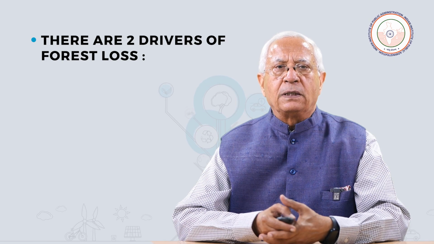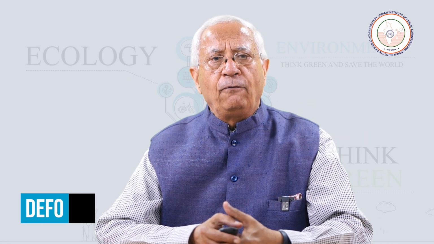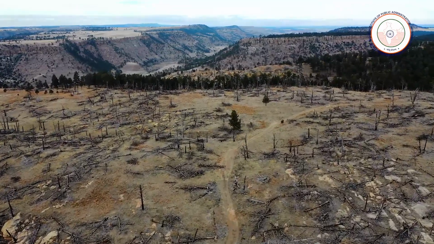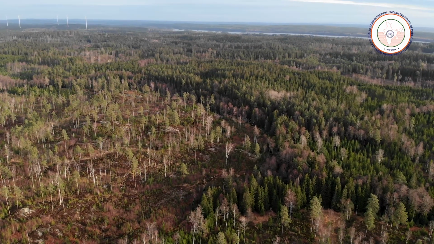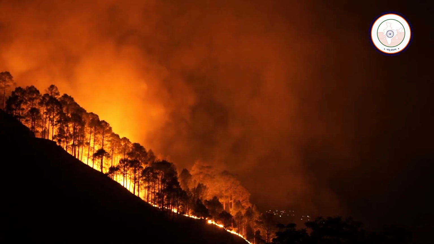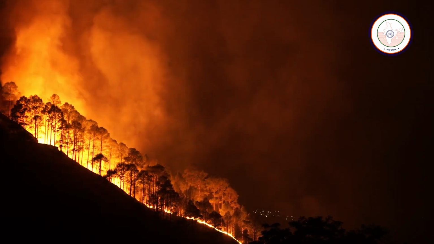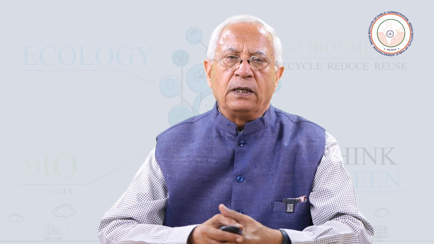There are two drivers of forest loss: deforestation and degradation. Deforestation is complete removal of the trees, and in India, we have banned deforestation. Second is degradation, which is thinning of canopy without a change in land use. In shifting agriculture, forestry products, and wildfire, our forests get degraded. Most of our forests are not good quality forests, and we will have to improve the quality of forest if we really want to use forest resources.